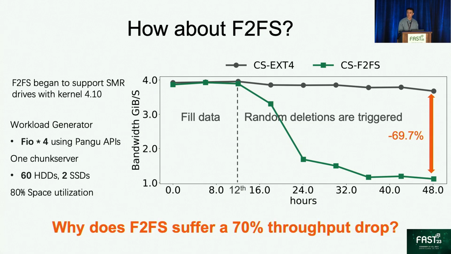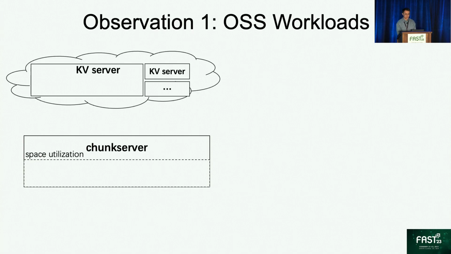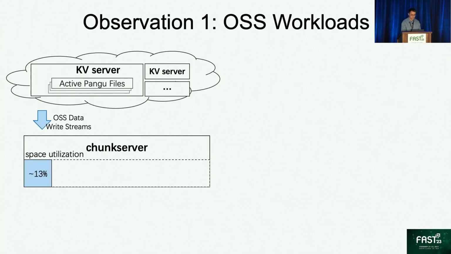I will introduce two observations about the test. The first observation is about OSS workloads. In a typical OSS cluster, a chunk server serves hundreds of KV servers. Each KV server could open tens of Pangu files for write. We refer to each active Pangu file as a stream and divide them into three categories.